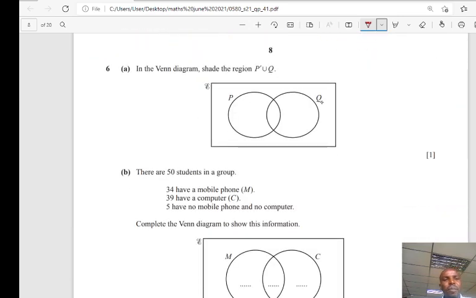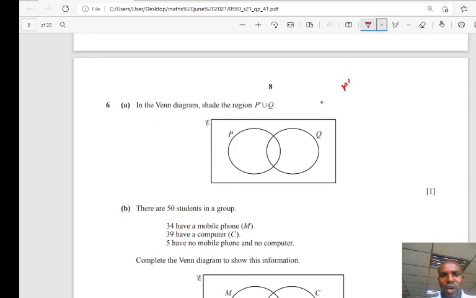Question number 6. In the Venn diagram, shade the region P complement. P complement means what is not in P but is found inside the universal set. That's complement: what is outside set P but is inside the universal set.